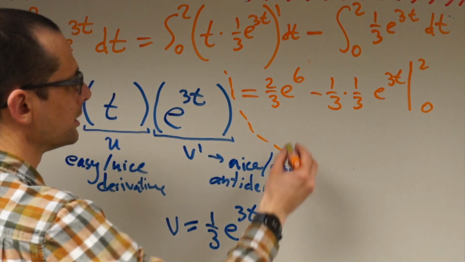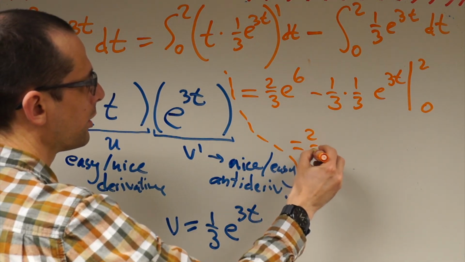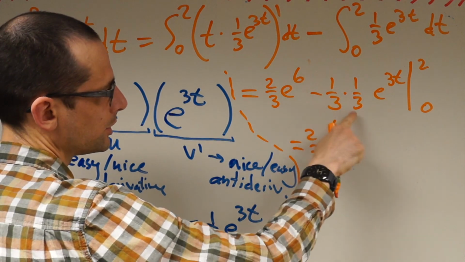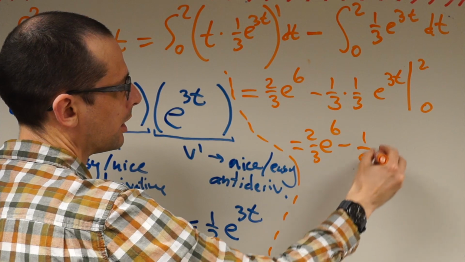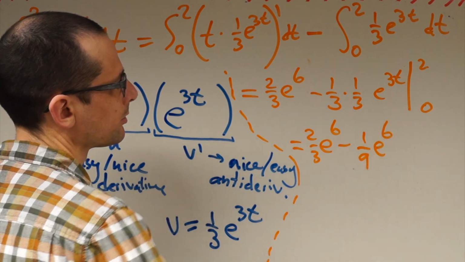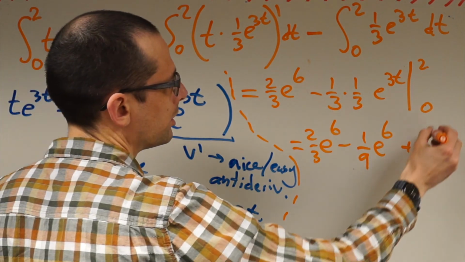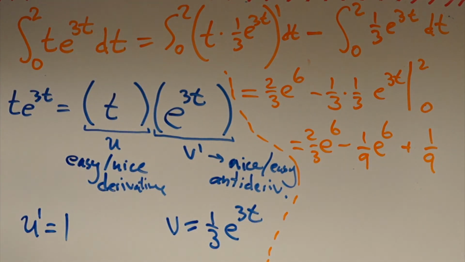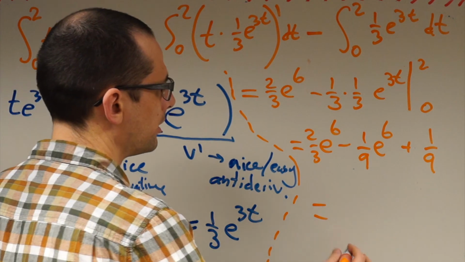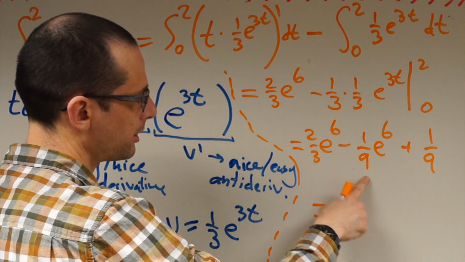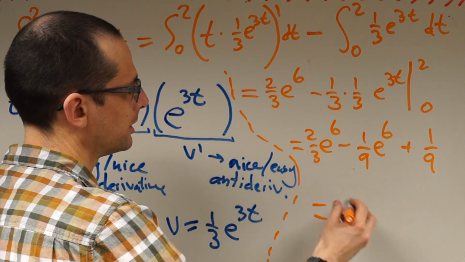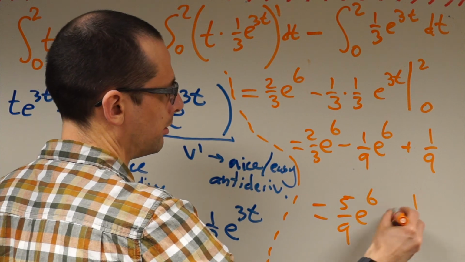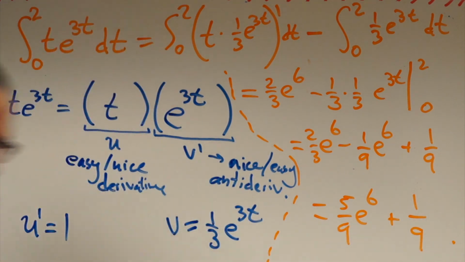Okay, so we're making progress here. This is going to be 2/3 e to the 6 minus 1/9 e raised to the power 6. And then plus, I guess, 1/9. Is that a fair statement? So finally then we'll have 2/3 minus 1/9. That's 6/9 minus 1/9. So it's 5/9 e raised to the power 6 plus 1/9. I think we got it. Great.